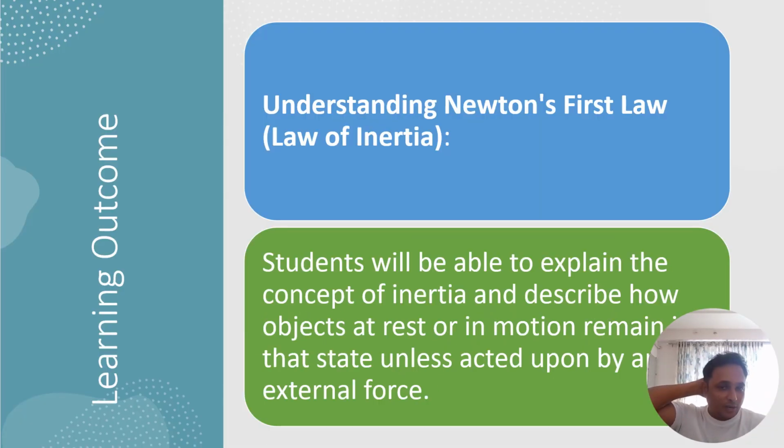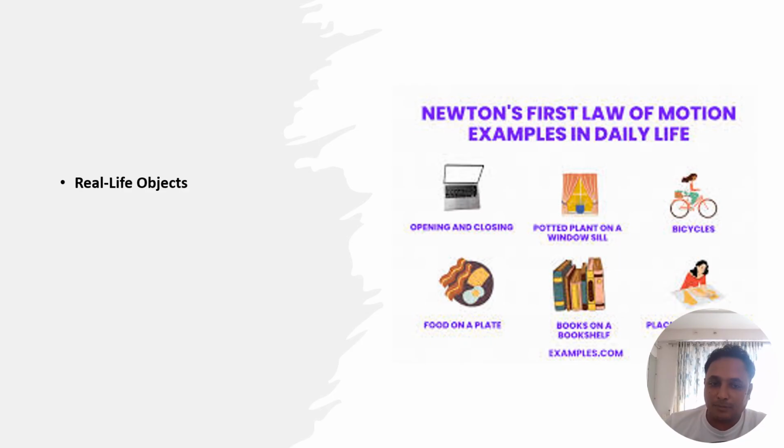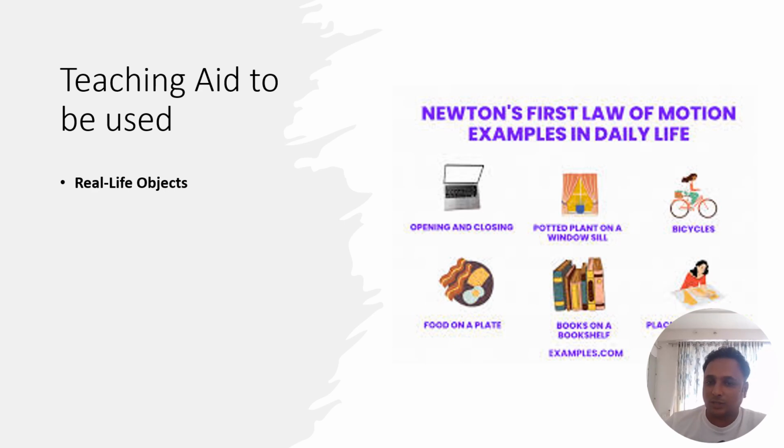Now, when we're talking about the learning outcome, ideally after this discussion, students should be able to understand and describe what the first law of motion is. So these are some of the life examples which we have covered in Newton's first law of motion. Anything which is moving because of a force, or stopping because of a force, that's Newton's first law of motion for all of us.